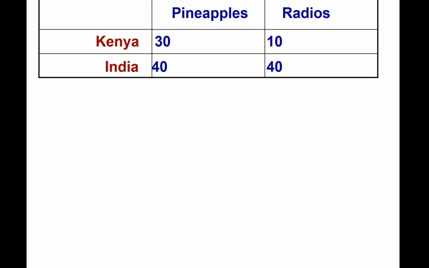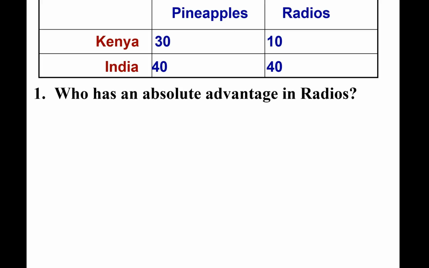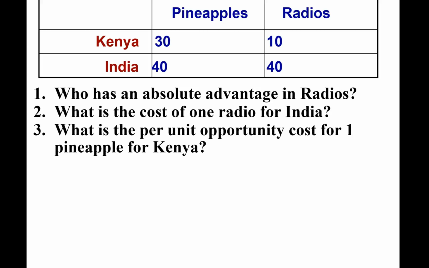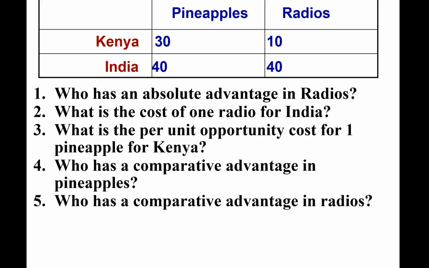So right now we can start and go back to the beginning of our understanding of per unit opportunity costs. We can very quickly see what 1 pineapple will cost in terms of radios. 1 pineapple is going to be 1/3 of a radio. We'll go through all these steps. And 1 radio is going to cost Kenya 3 pineapples to produce.